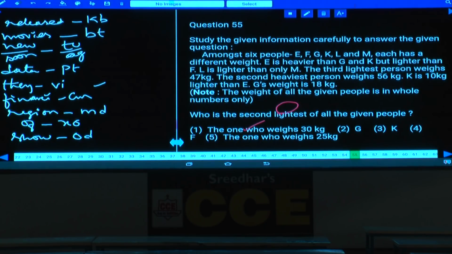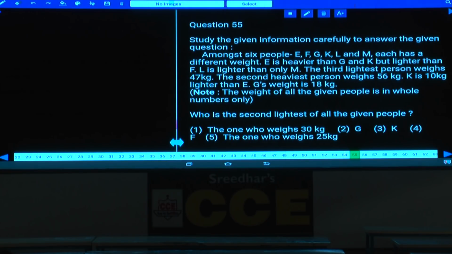Then question number 55 onwards, how many persons are there? 6 people: E, F, G, K, L, and M. These 6 people each have a different weight. Now these 6 persons are being compared in their weight.